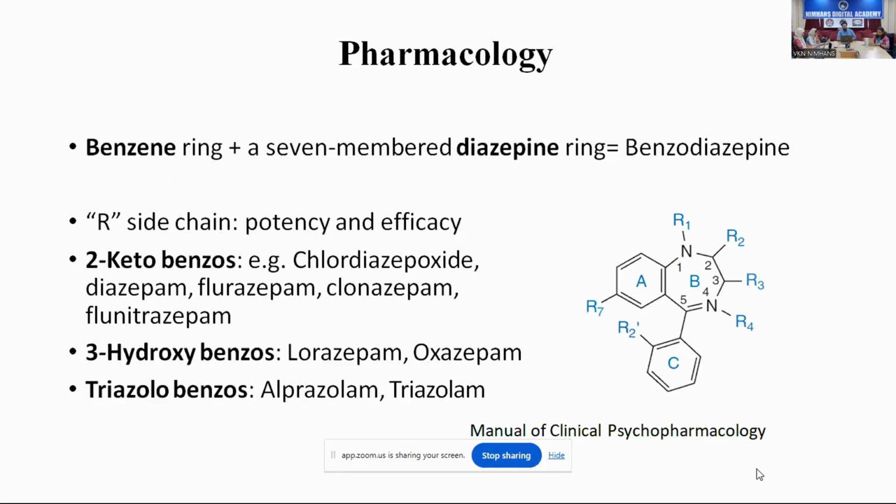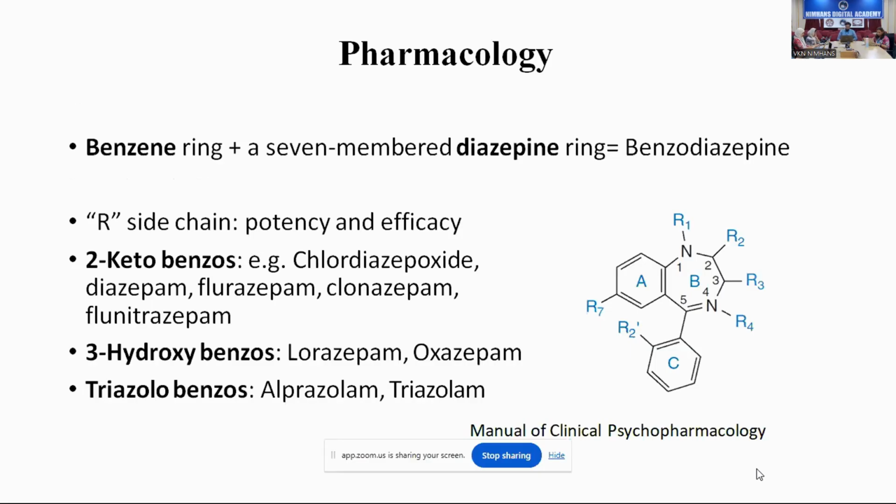So now coming to the pharmacology, benzodiazepine, as the name suggests, has a benzene ring, and along with that, there is a 7-member diazepine ring. So hence the name, benzodiazepine. Now if you see, there are multiple R chains. To be very precise, there are 6 or 7 R chains in that. The R side chains of benzodiazepine, along with the benzene and the diazepine rings, determine the potency, efficacy, half-life, duration, and other properties of benzodiazepines.